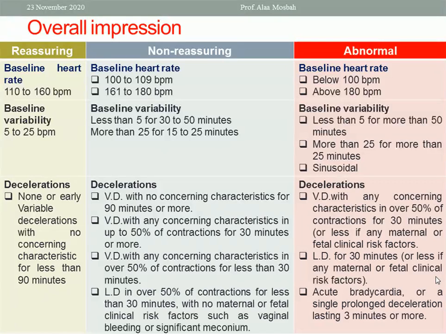Variable deceleration with any concerning characteristics in over 50% of contractions for 30 minutes, or less if any maternal or fetal clinical risk factors. Or late deceleration for 30 minutes or less if any maternal or fetal clinical risk factor. Or the presence of acute bradycardia or a single prolonged deceleration lasting 3 minutes or more. This is called abnormal CTG.